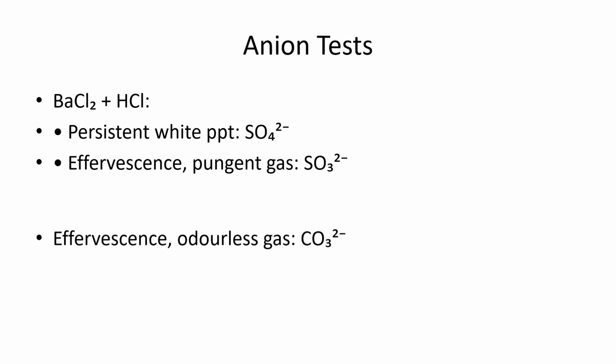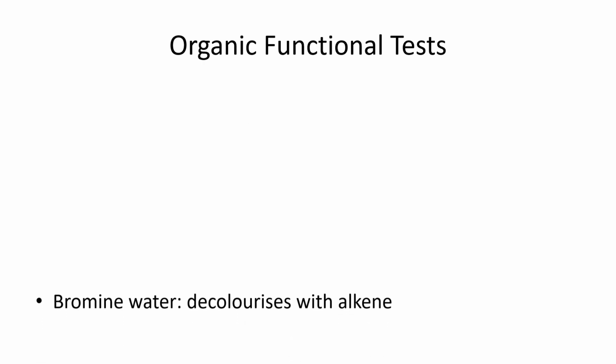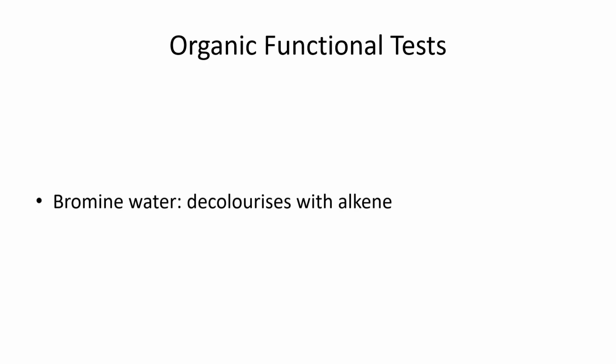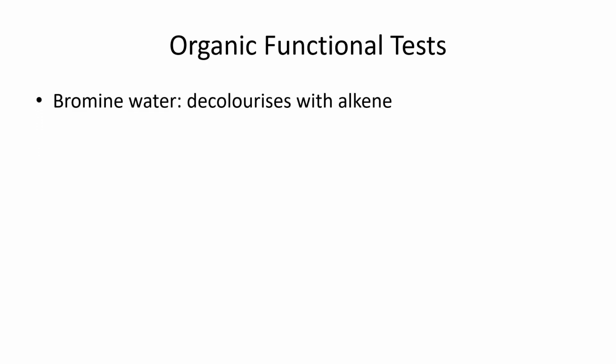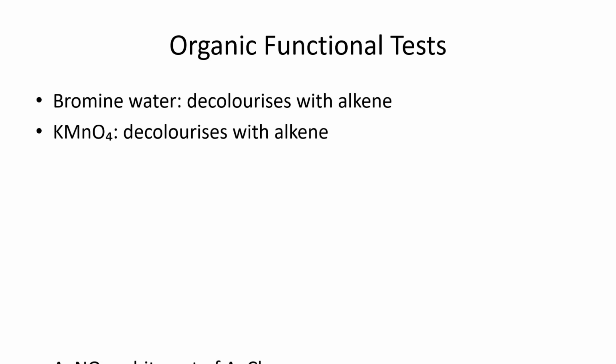To distinguish unsaturated and saturated hydrocarbons, bromine water is used. An unsaturated compound like ethene will decolorize bromine water, while ethane will not. Another test. Use acidified potassium manganate, 7. It decolorizes in the presence of a double bond.